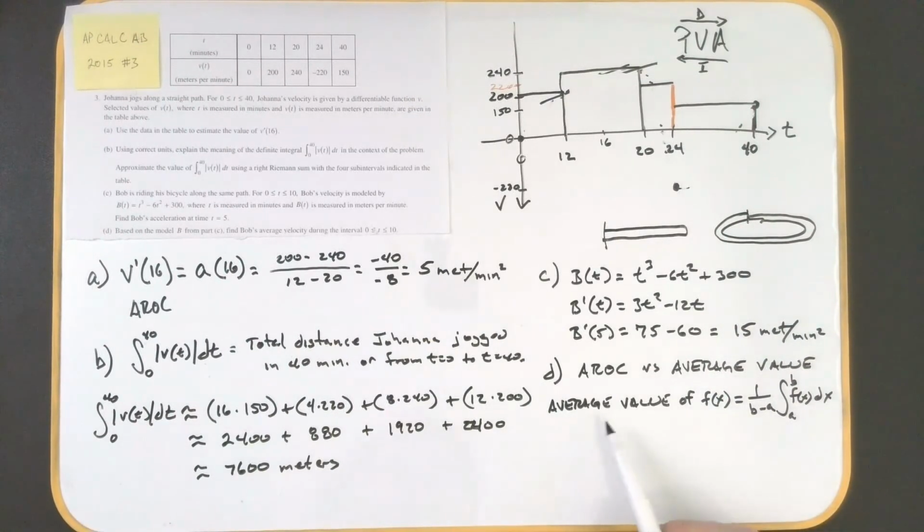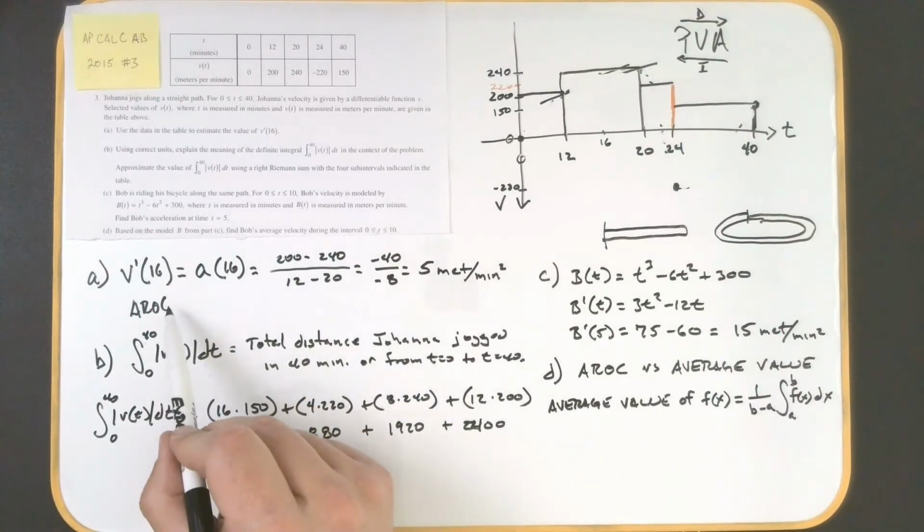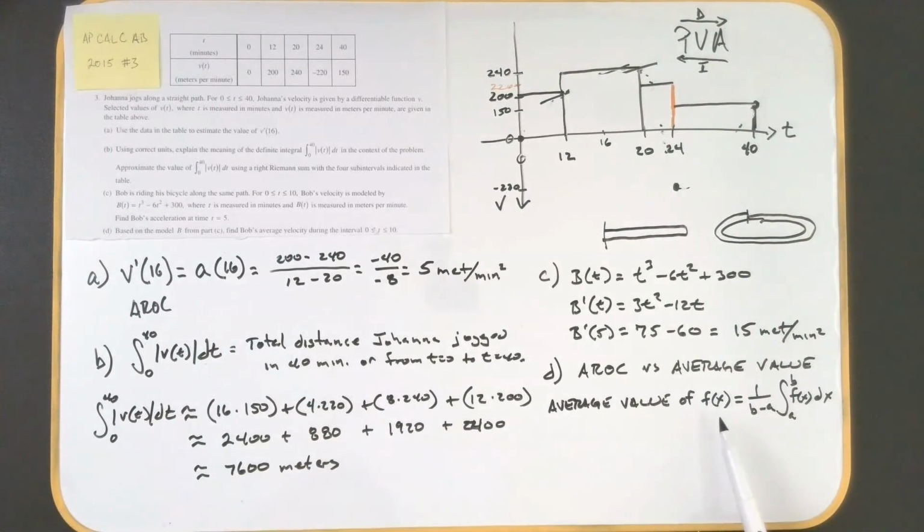So the average value, which is not the average rate of change, they asked that earlier in the question. This was an AROC question. But over here, the average value of any function is the integral of the function over the interval times 1 over the difference of the interval values. So 1 over b minus a times the integral of a to b of f of x dx. This is actually what they want you to do, figure out the average value of Bob's velocity, and they're going to see if you make a careless error.